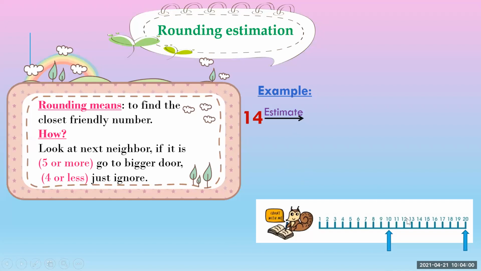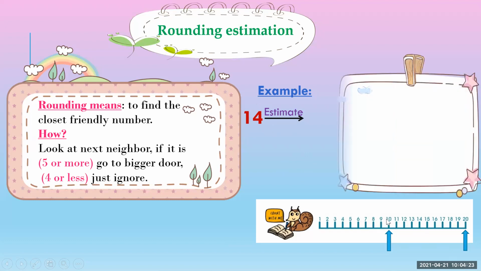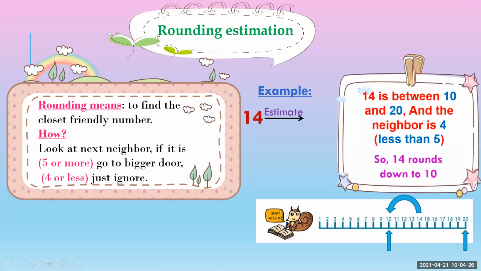14 is near to 10. We said here, 5 or more, go to bigger door. Then the neighbor here is 4. Is it 5 or more? No, it's not 5. So we will go to 10. We will not go to the bigger door.